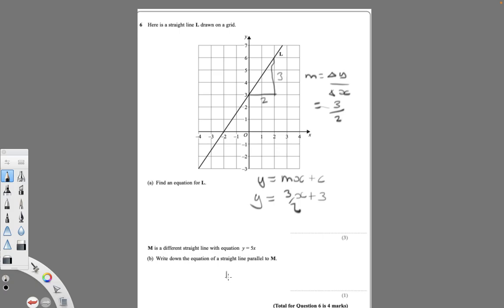So we could write down any figure here. So let's just go plus 2. We could write down negative 10, whatever. They'll still be parallel because they have the same gradient. They would just obviously intersect our graph at different points.